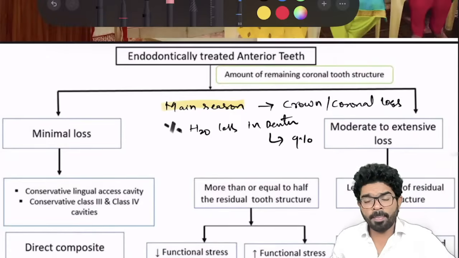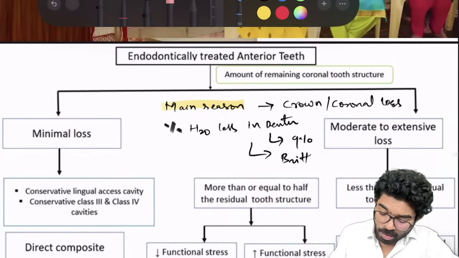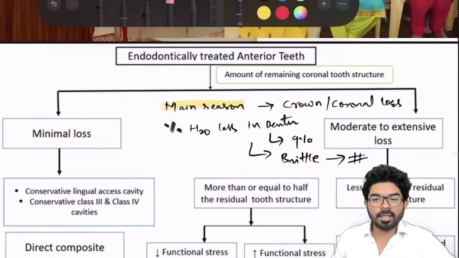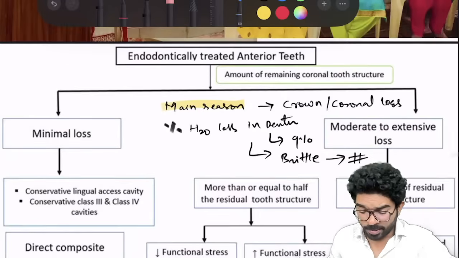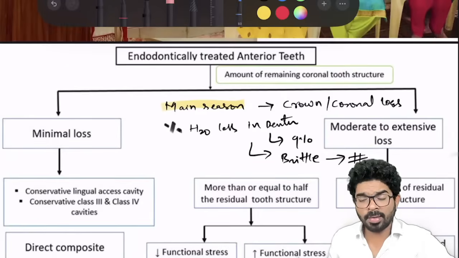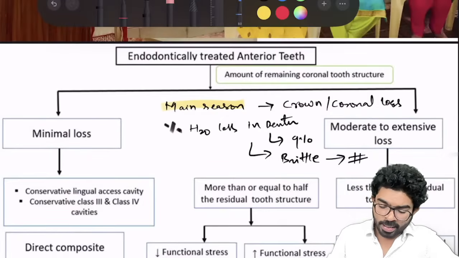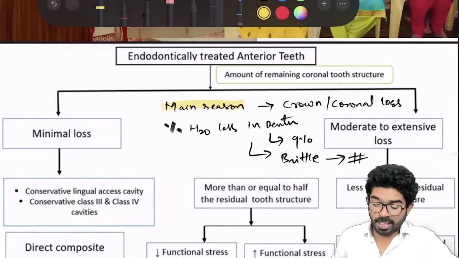So what is going to happen because of water loss? The dentin will become brittle. Whenever something is brittle, it is easy to break. Fractures, vertical root fractures are very, very common in root canal treated teeth. Now I'm talking about anterior teeth. Whenever I'm planning a post-endo for an anterior tooth, the most important thing is the amount of tooth structure that is left over.